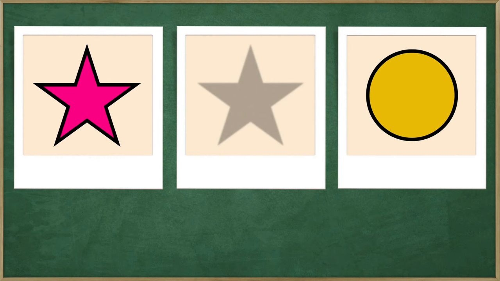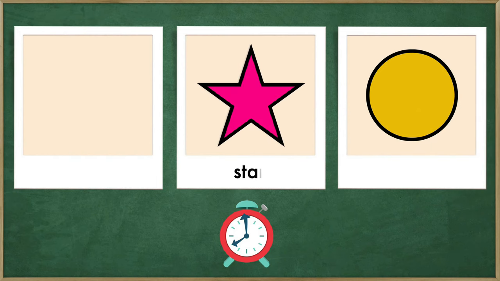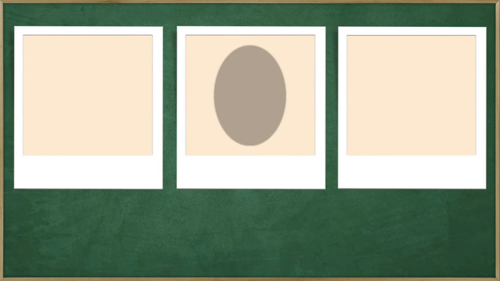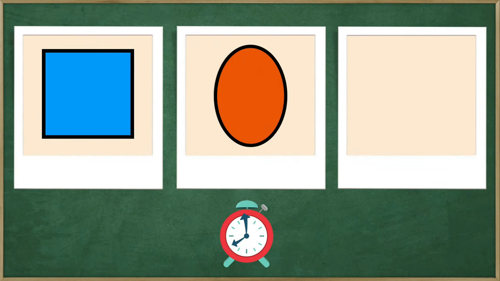What shape is this? Is it this one or this one? Go. Uh-oh, time is up. The right answer is this one. This is a star. What is this shape? Is this one or this one? Go think. The right answer is this one, and this is an oval.